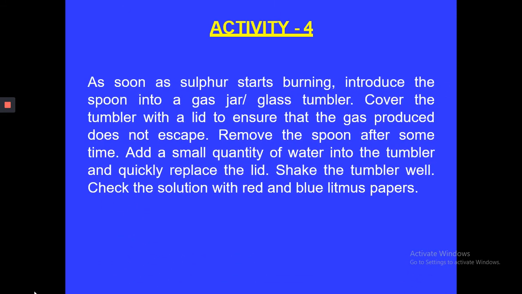Now, as soon as the sulfur starts burning, introduce the spoon into a glass jar or glass tumbler. Cover the tumbler with a lid to ensure that the gas produced does not escape. Remove the spoon after some time, add a small quantity of water into the tumbler, and quickly replace the lid. Shake the tumbler well. Now we will check whether the solution is acidic or basic with the help of litmus paper.